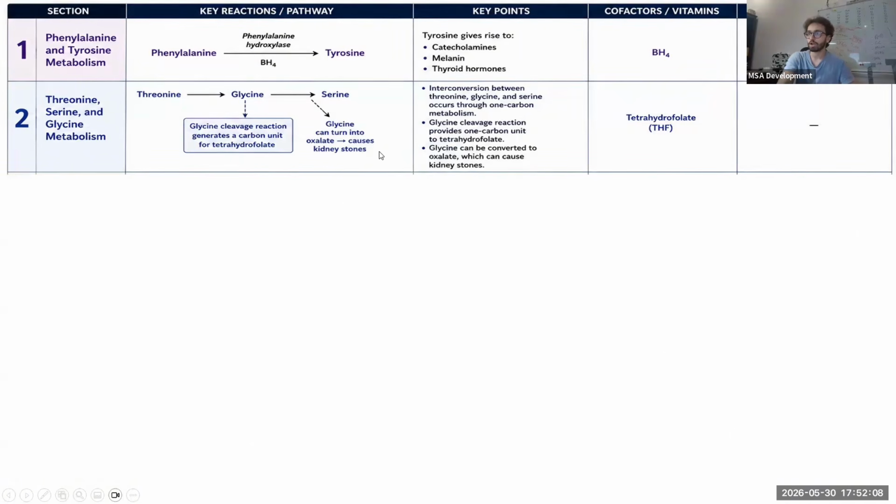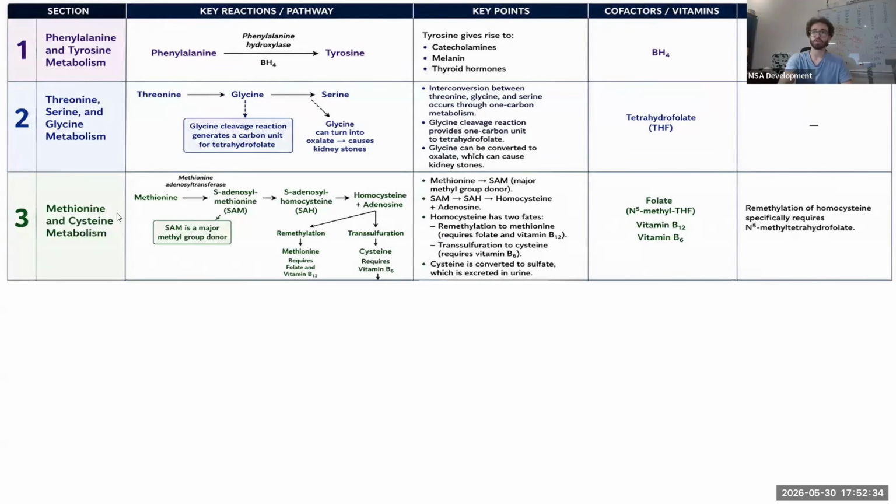طيب, something I want you to know is that glycine cleavage, يعني when glycine is cleaved, which gives us مثلا serine or oxalate, it will give us a carbon unit that will be needed for tetrahydrofolate. Just know it as it is. خلاص? Tetrahydrofolate is an important vitamin or cofactor involved in this pathway. Then when glycine is cleaved, it will give us a carbon unit that is needed for tetrahydrofolate to work. Next section, methionine and cysteine metabolism. All I want you to know is that methionine will turn into something called S-adenosyl methionine, SAM.